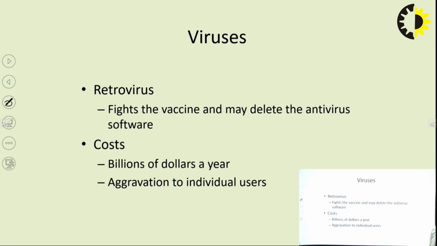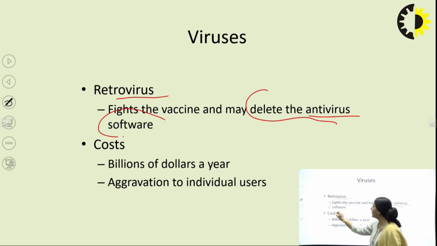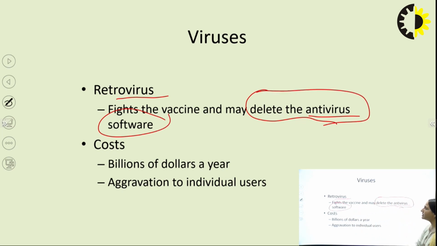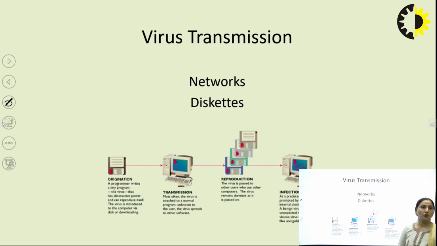Then there is the retrovirus, which fights the vaccine and may delete the antivirus software. See, you can see how effective this particular retrovirus is. It may delete the antivirus software that you have actually used. So how effective it is. Then again, it costs billions of dollars a year. Again, aggravation to individual users as well.